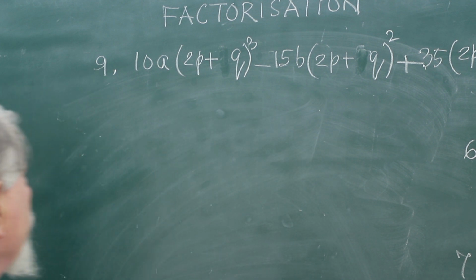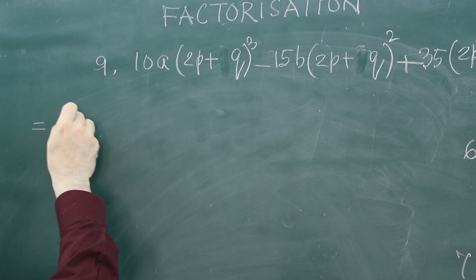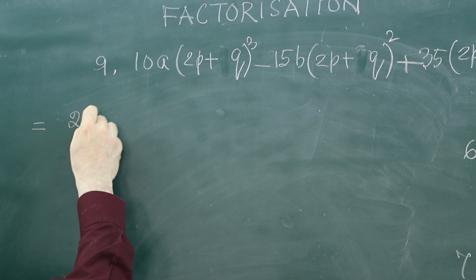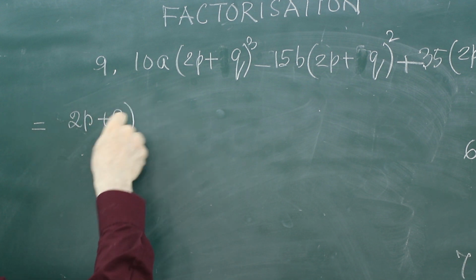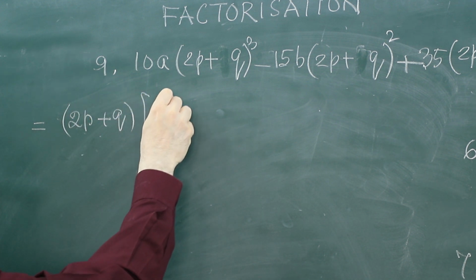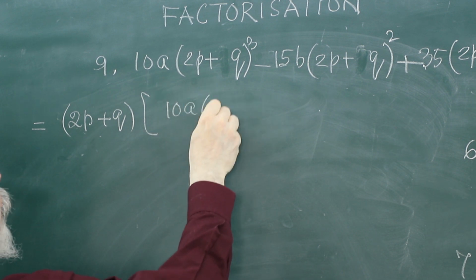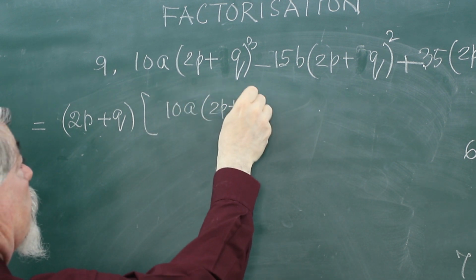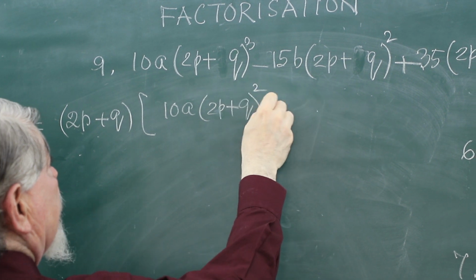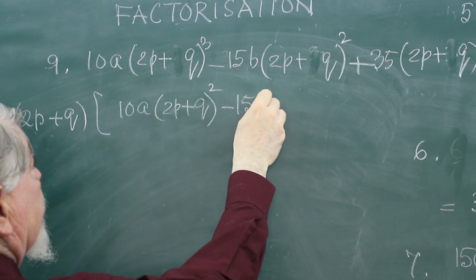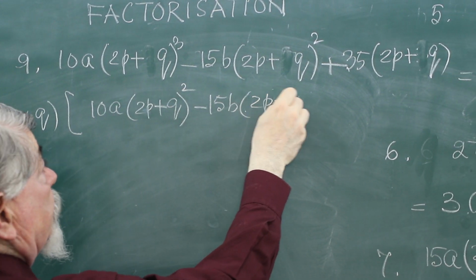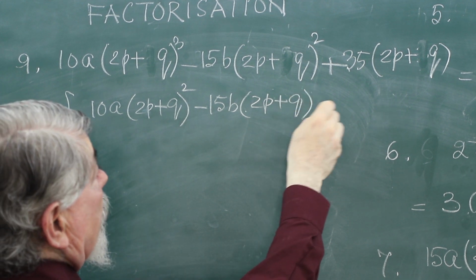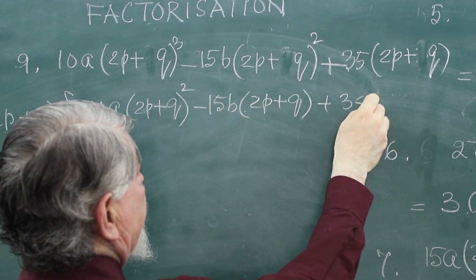So 2p + q is common in all these 3 terms, so I will take 2p + q as common. What will be left here? 10a(2p + q)^2 − 15b(2p + q), and plus 35.